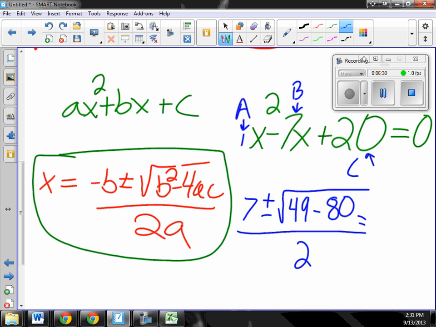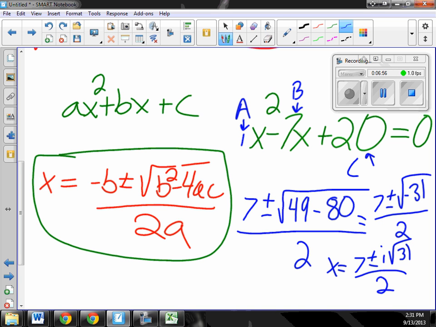So this is 7 plus or minus the square root. What is that? Negative 31. Negative 31 over 2. Does negative 31 simplify? No, so my answers are x equals 7 plus or minus i root 31 over 2.